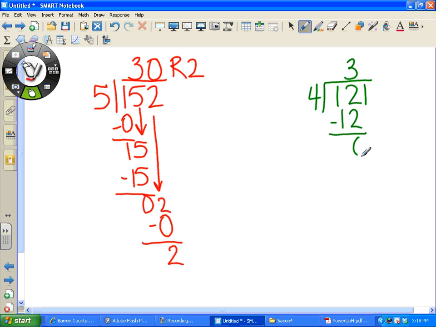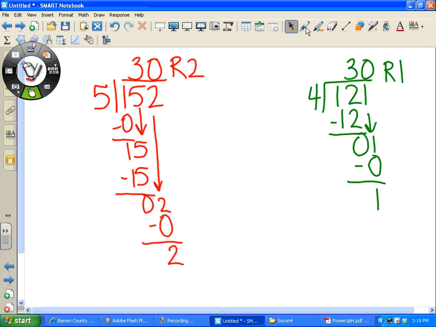Subtract 12 minus 12, 0. Bring down. How many groups of 4 can I get out of 1? I can't. I can get 0 groups. 0 times 4 is 0. Subtract. There's nothing left to bring down, but I have a remainder. 30 with a remainder of 1.